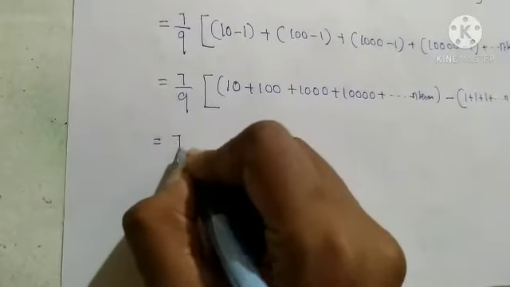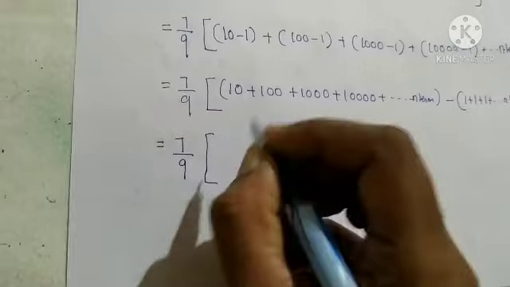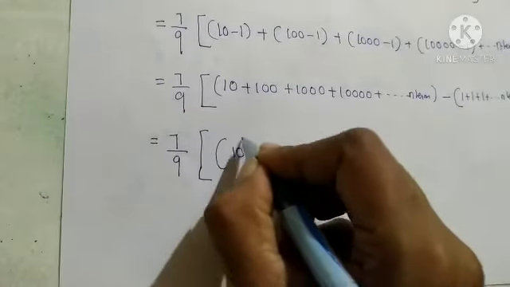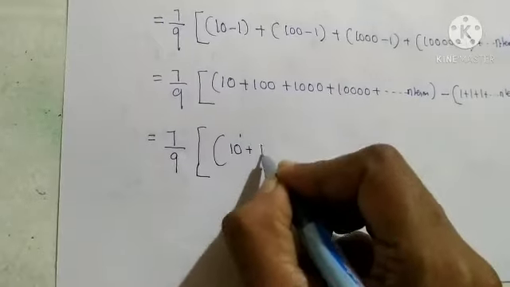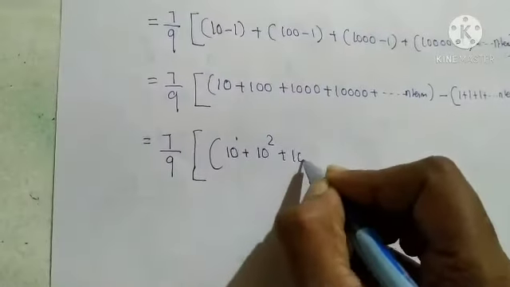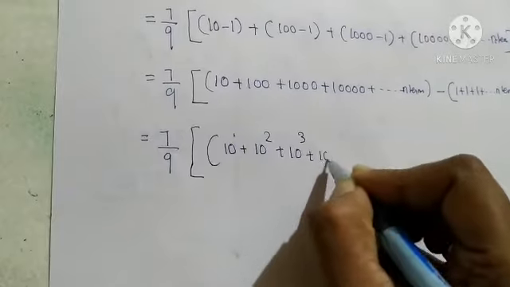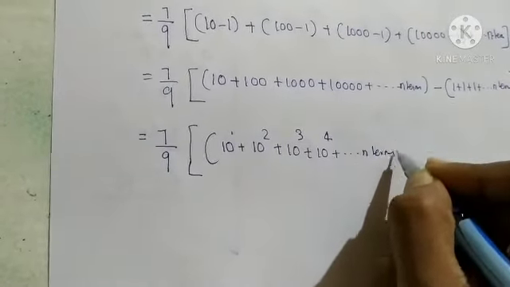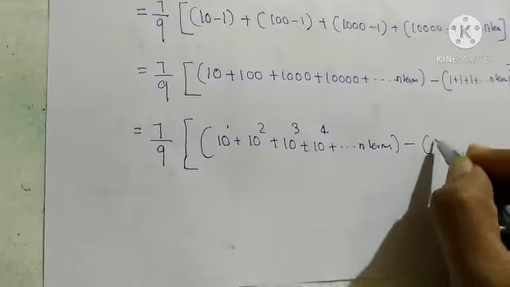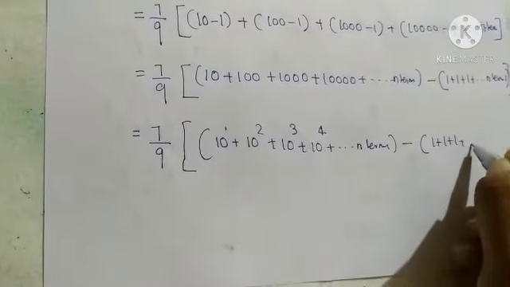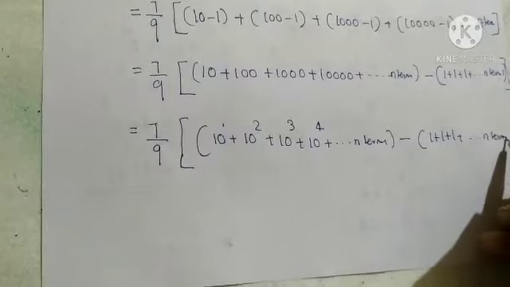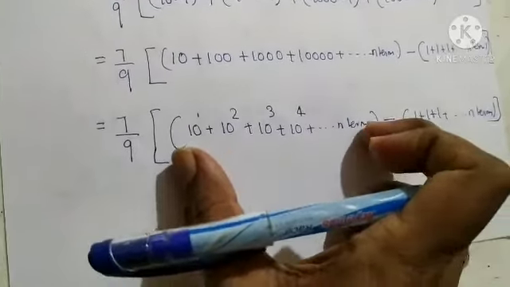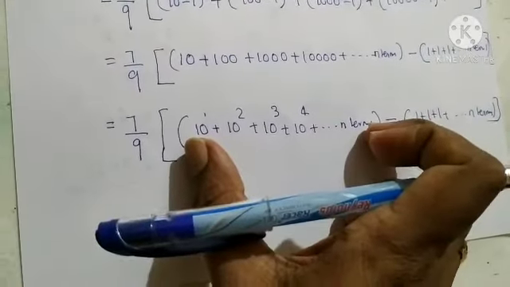And next I am going to change this term: 10 can be written as 10 raised to 1, plus 100 can be written as 10 squared, 1000 can be written as 10 cubed, 10,000 can be written as 10 raised to 4, plus etc. to n terms, minus of 1 plus 1 plus 1 plus etc. to n terms. Okay. So if you observe this term, this is a GP, right?